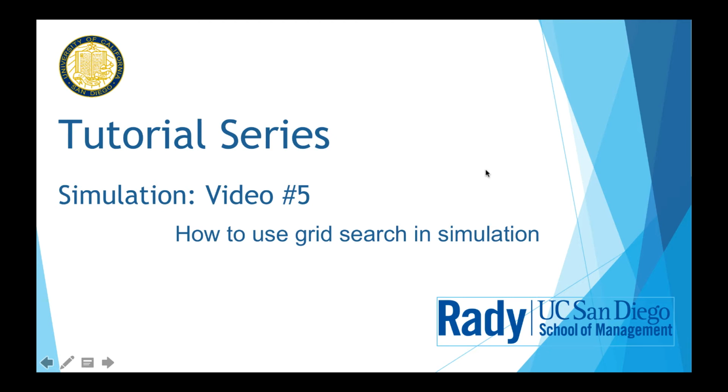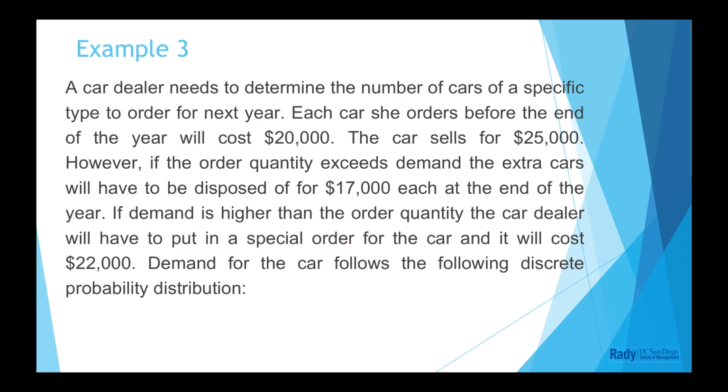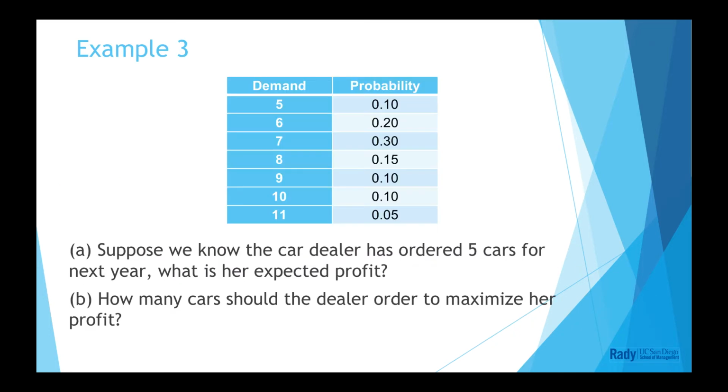In this video, I'm going to demonstrate how to use grid search to determine the optimal value for a given simulation formula. We will solve question B of example 3. How many cars should the car dealer order to maximize her profit?